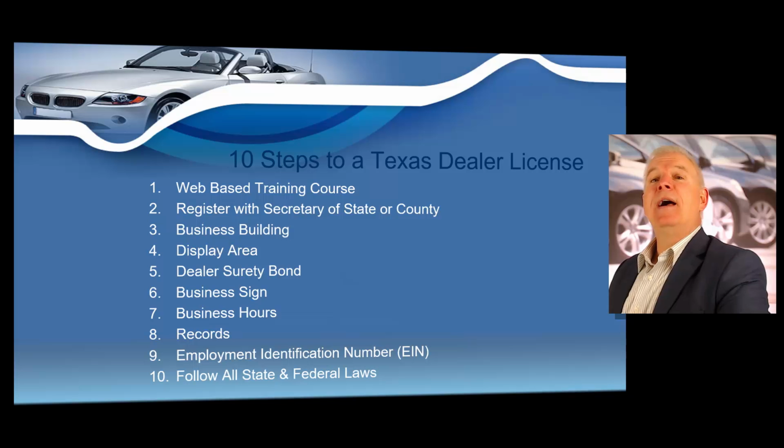Step number 7, business hours. A retail dealer must be open at least 4 days a week for at least 4 consecutive hours per day. A wholesale dealer must be open at least 2 days per week for at least 2 consecutive hours per day. Business hours must be prominently displayed near the entrance to the building.